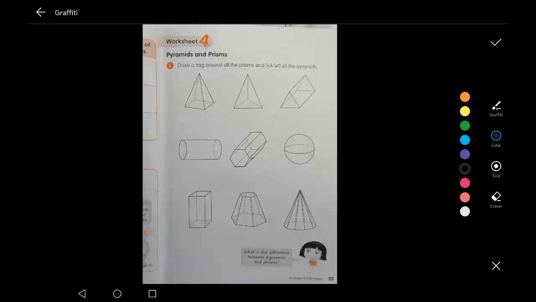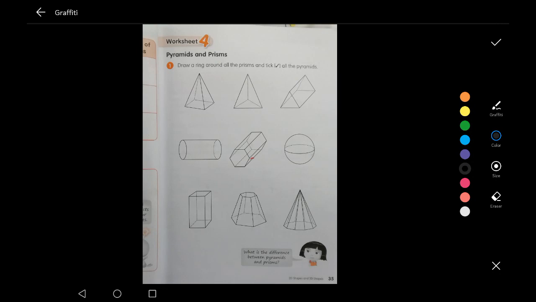In our last lesson, we learned to differentiate between prisms and pyramids. Again, prisms have two bases which can be of any shape, and the rest of the faces are all rectangles. And pyramids have only one base, which can be any shape, and the rest of the faces are triangles. Now here in question number 1, please open page 35.